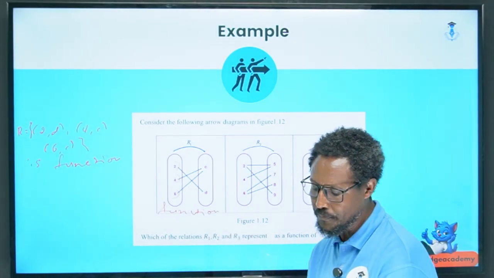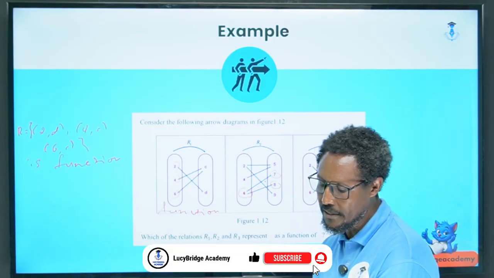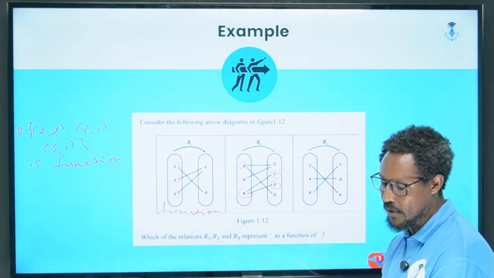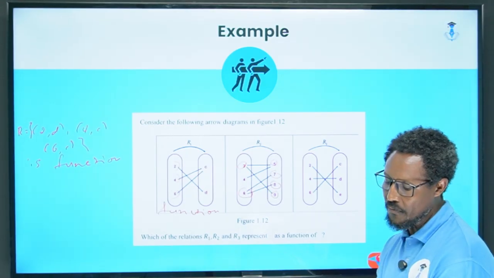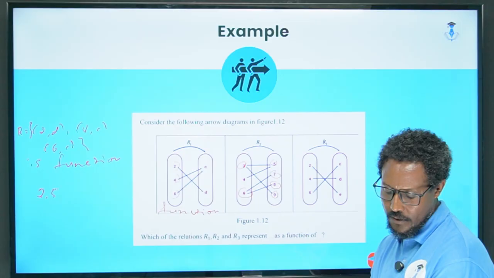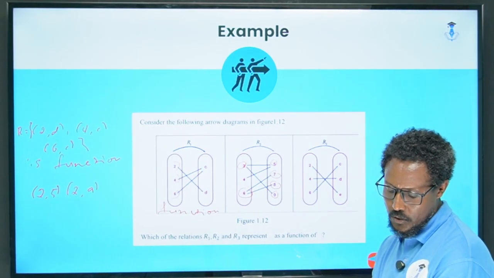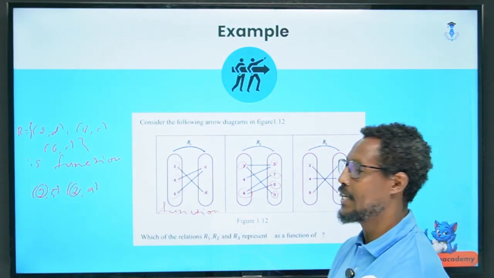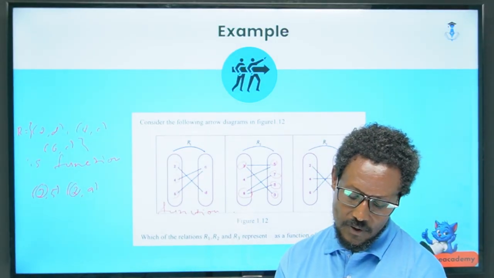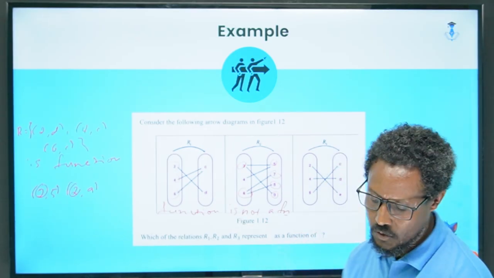Look at the second one. 6 pairs with 7 and 8, so this is not a function. Or 2 pairs with 5 and 9, so it's not a function. That means we choose (2, 5) and (2, 9). Look, they have the same first element. Therefore, this is not a function.